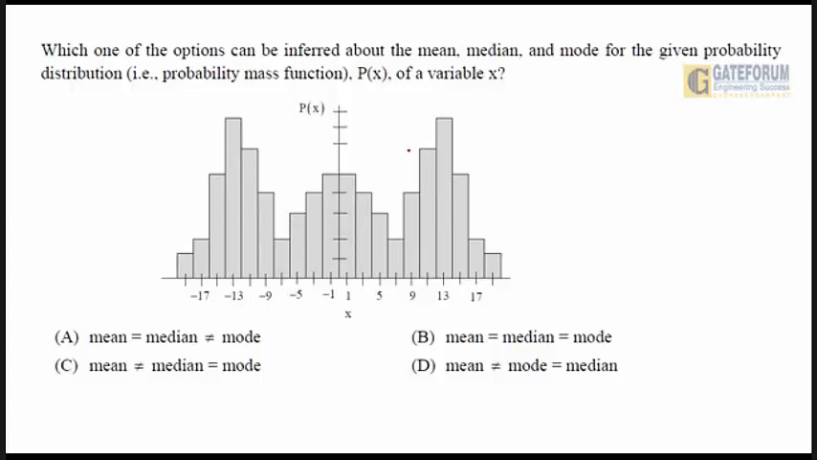I'm sure we all remember what is mean, median, and mode. Mean is the arithmetic mean. Median is when they are all arranged, the middlemost value, and mode is the value which is the most common, which appears the most. So give it a try.